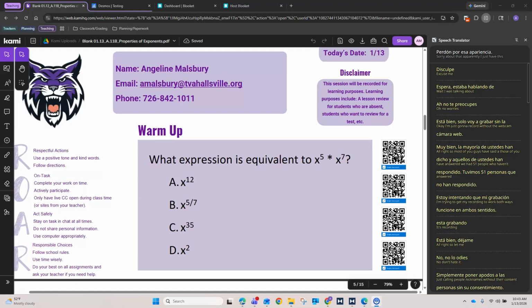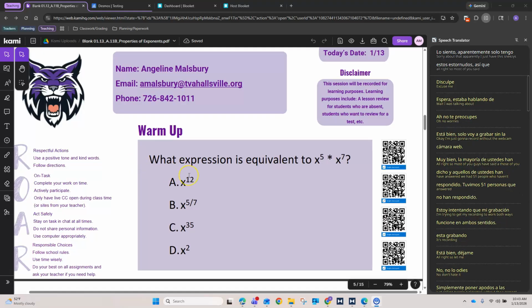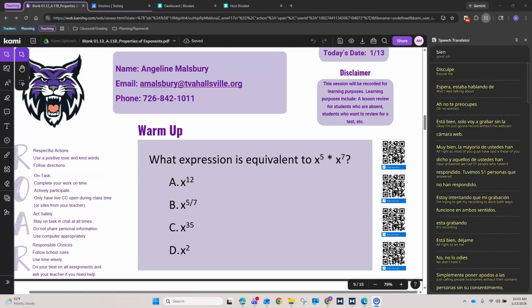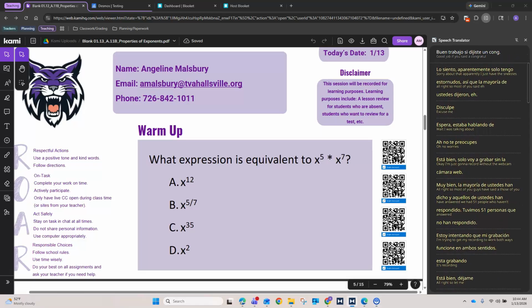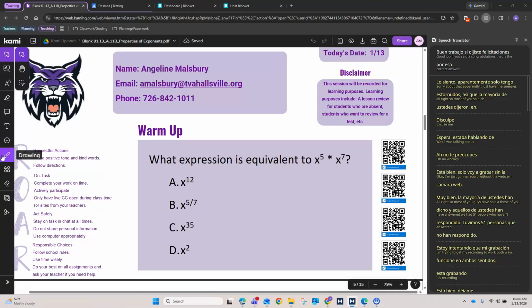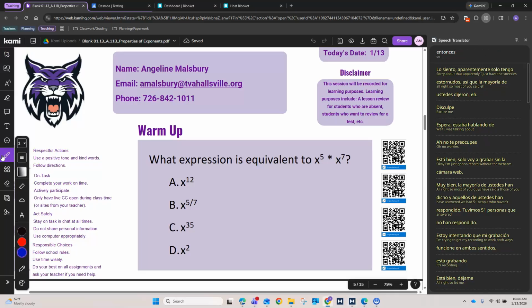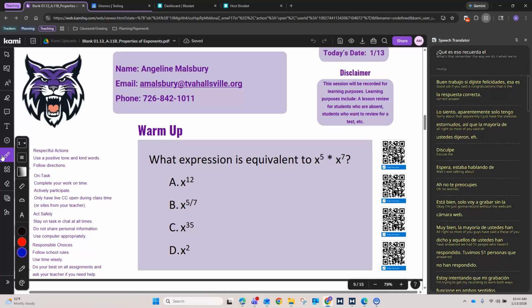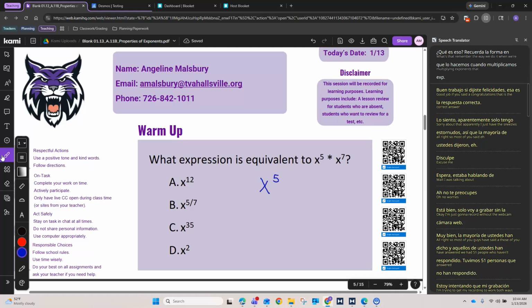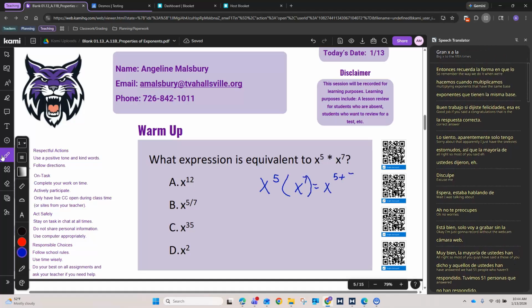All right, so most of you said A. Good job. If you said A, congratulations. That is the correct answer. So remember the way we do it when we're multiplying exponents that have the same base? We take x to the 5th times x to the 7th, and that is add the exponents. So we get x to the 12th.